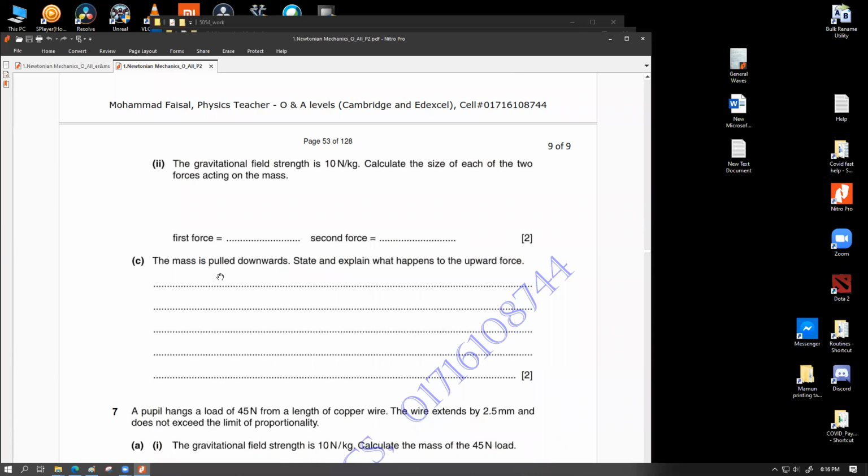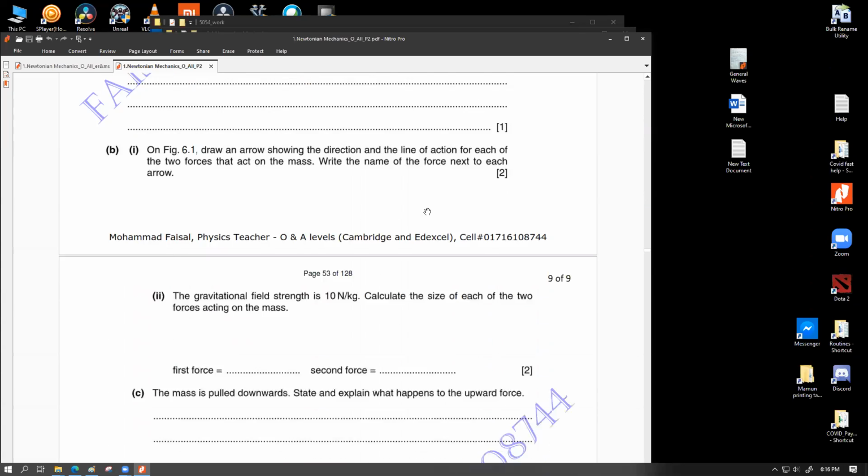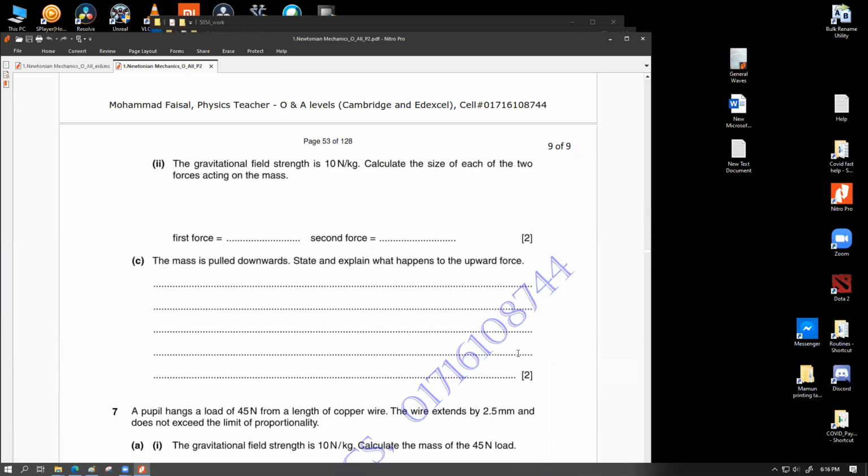Number 6 says the mass is pulled downwards to an extent. What happens to the upward force? Okay, if the mass is pulled downwards, then the upward force increases by Hooke's law, because F equals kx. So when the extension of the spring goes higher, the force also increases proportionally. How much marks? Two marks. And that pretty much does the job.